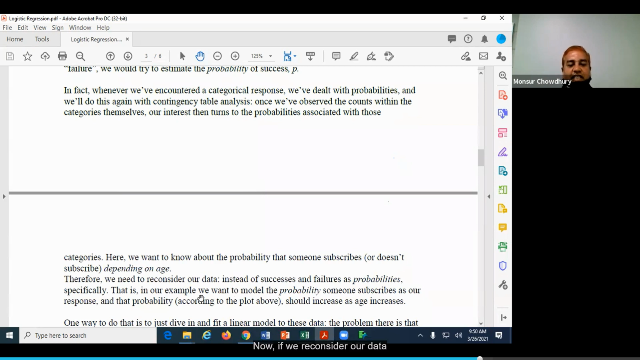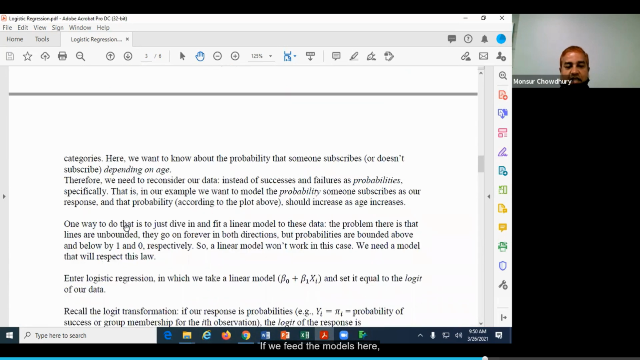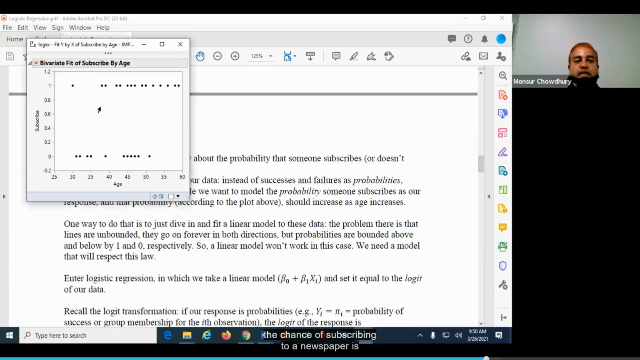Now, if we reconsider our data, instead of success and failure, we would like to model the probability that someone subscribes as our response. According to this plot, the probability increases as age increases. If we fit the models here, we can see that as age increases, the chance of subscribing to a newspaper increases. Older people are subscribing to newspapers more.